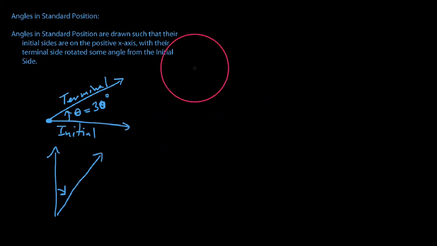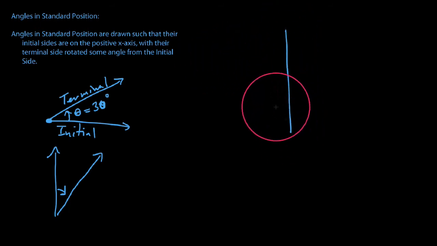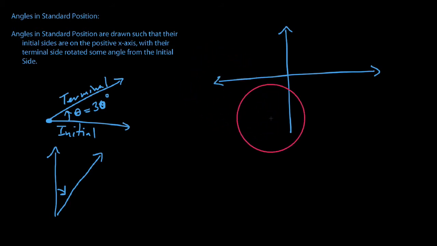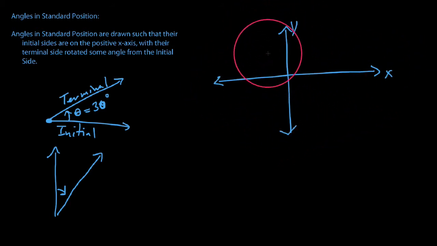So what we're going to do is agree to sketch them in standard position. The definition is here. We say angles in standard position are drawn such that their initial sides are on the positive x-axis, with their terminal side rotated some angle from the initial side. We say x-axis, so this must mean that we are going to be sketching angles in standard position in the xy coordinate plane. Very quickly, to recap, this is our x-axis, this is our y-axis. Angles in standard position must leave the positive x-axis.